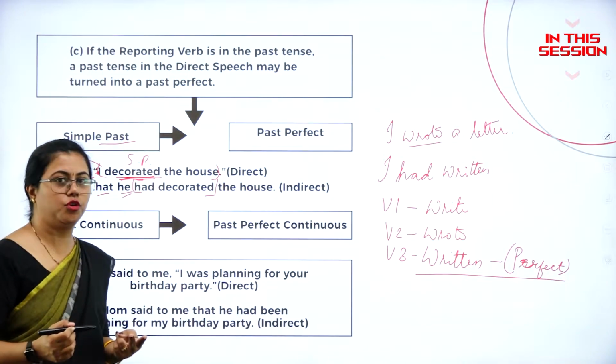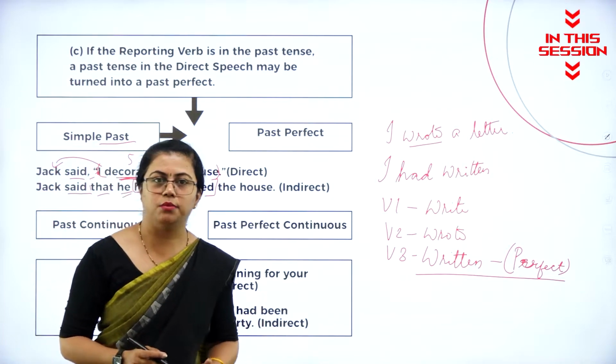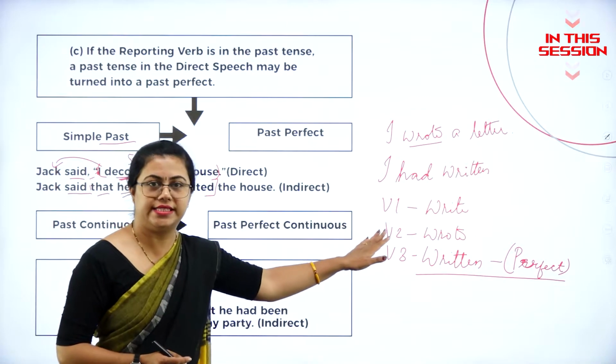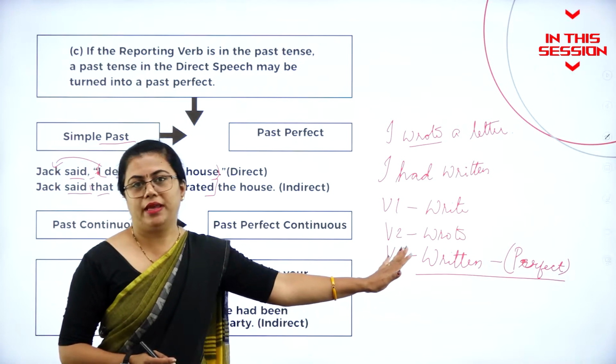Decorated has only two forms of verbs. V2 and V3 both are the same. Whenever V2 and V3 are not the same, whenever they both are different, you need to pay a little attention.